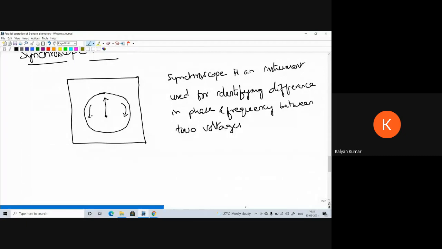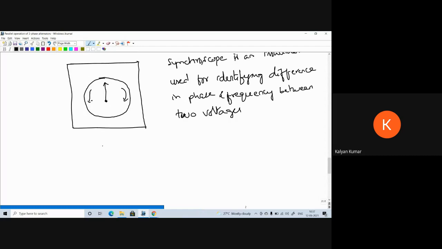Okay, so for this instrument, we are going to give two voltages as the inputs. Let's take V1 and V2 are the input voltages. If V1 and V2 have the same phase angle and the same frequency, then the torque developed in this instrument will be 0. Or if they have a difference in phase and frequency, then they will differ. So based upon the difference, this pointer will move.